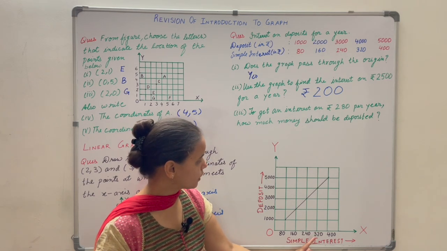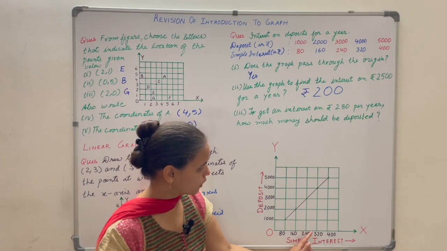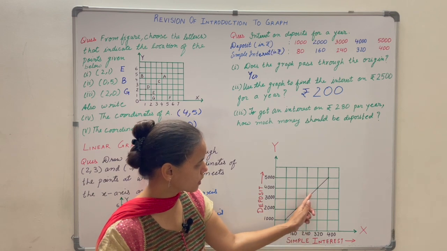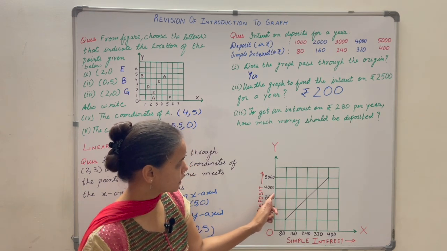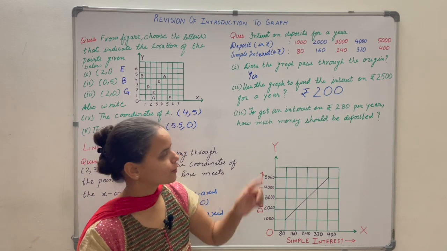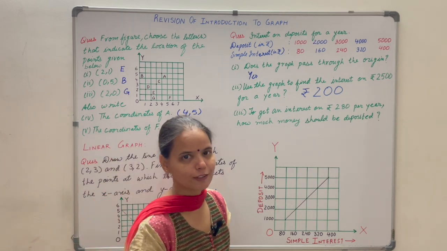You need to find out the deposit. So you have to move vertically upwards till you reach the graph. Then you have to move parallel to x-axis and you reach here on y-axis. That is exactly in between 3000 and 4000. So the answer for this question is rupees 3500.